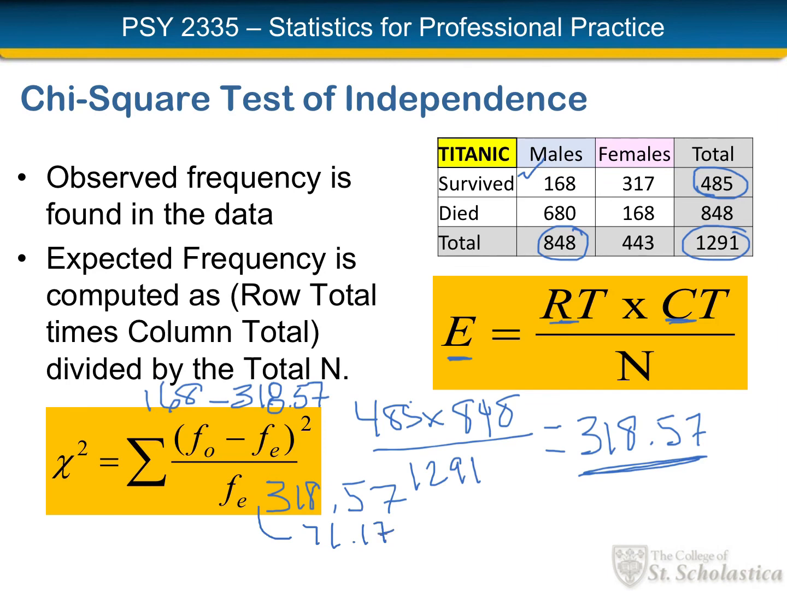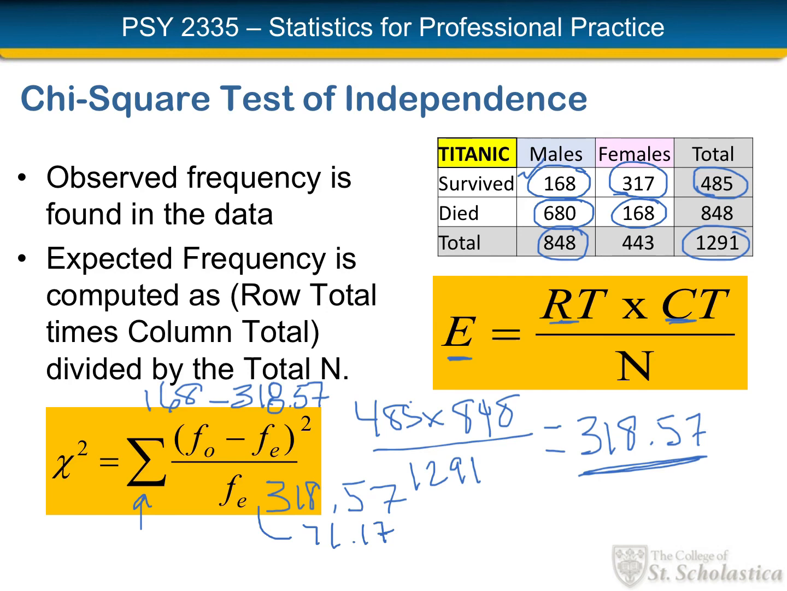Now remember, that was the value associated with just that one cell. The summation sign tells me I need to do the same thing for the females who survived. I need to do it for the males who died. I need to do it for the females who died. So that's why I'm going to be showing it to you in Excel. But I wanted you to see how the equation worked before we started letting the computer do most of the work for us.